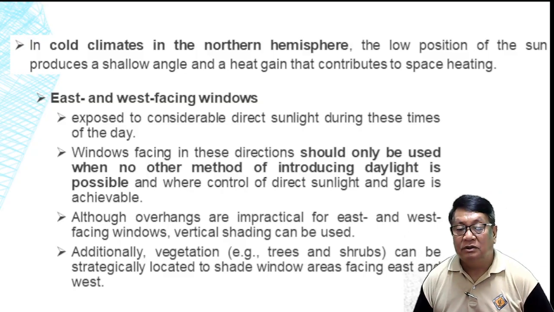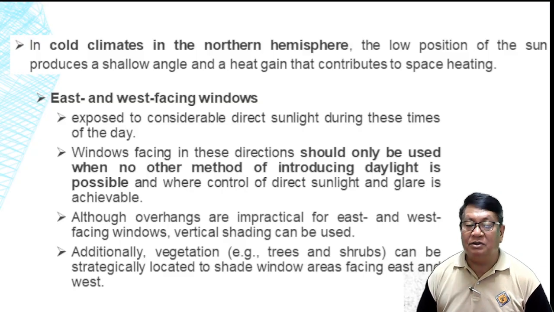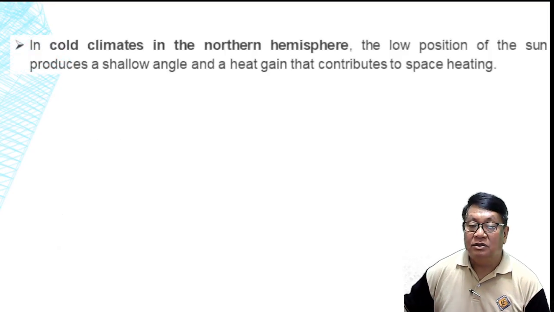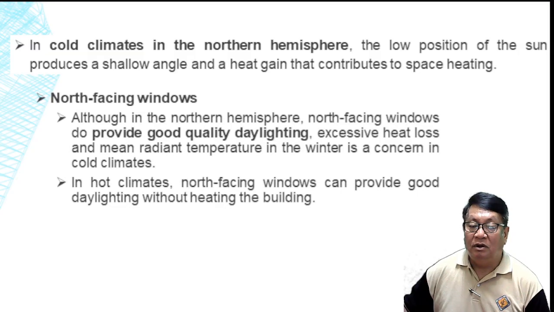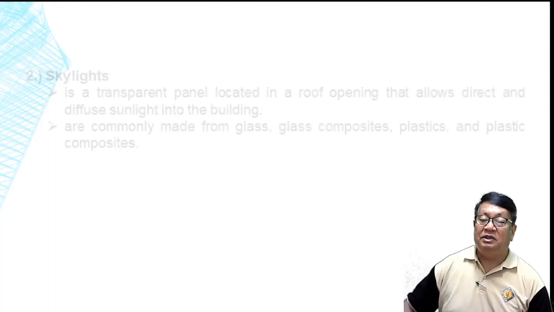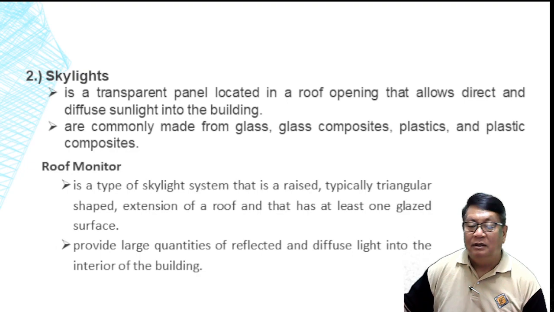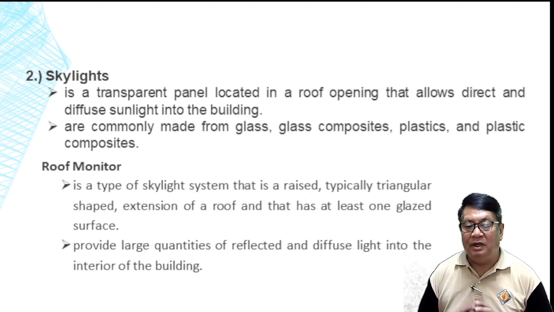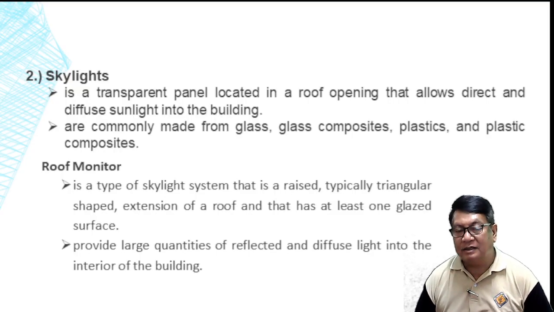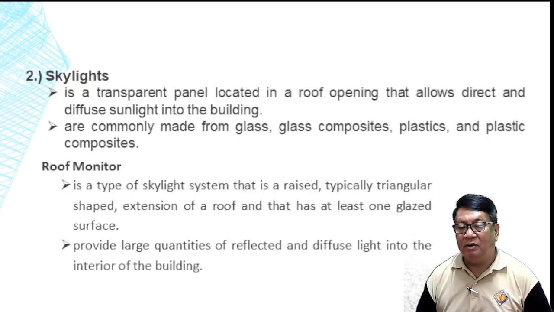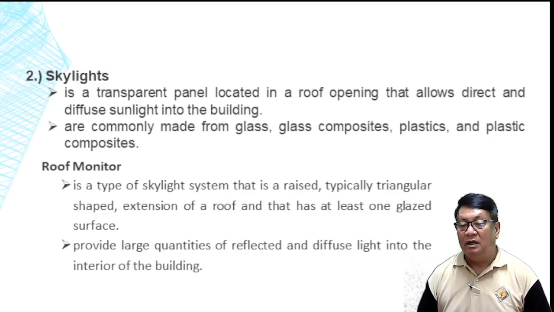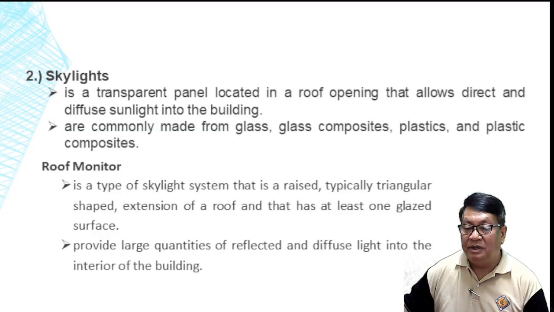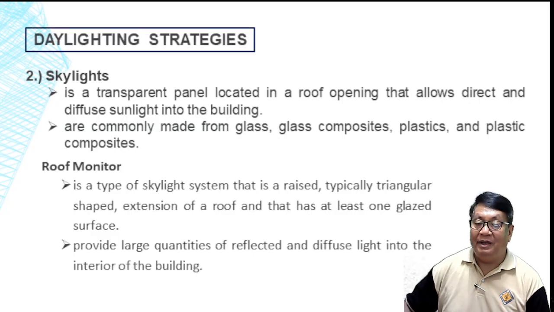No? So, east and west facing windows. Consider also this one in a building. Okay. So, we have north facing windows, especially for those who are still functioning. Okay. So, we have the skylights, no? A transparent panel located in a roof opening that allows direct and diffuse sunlight into the building. So this is more on the roofing design.